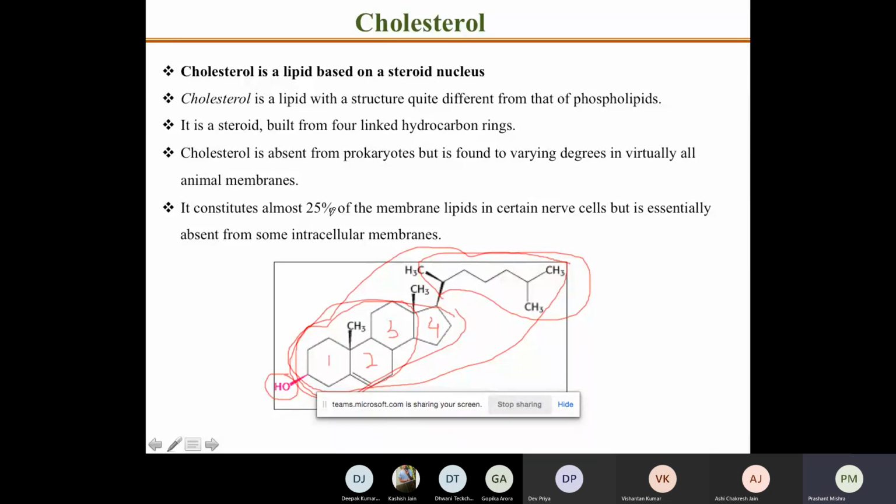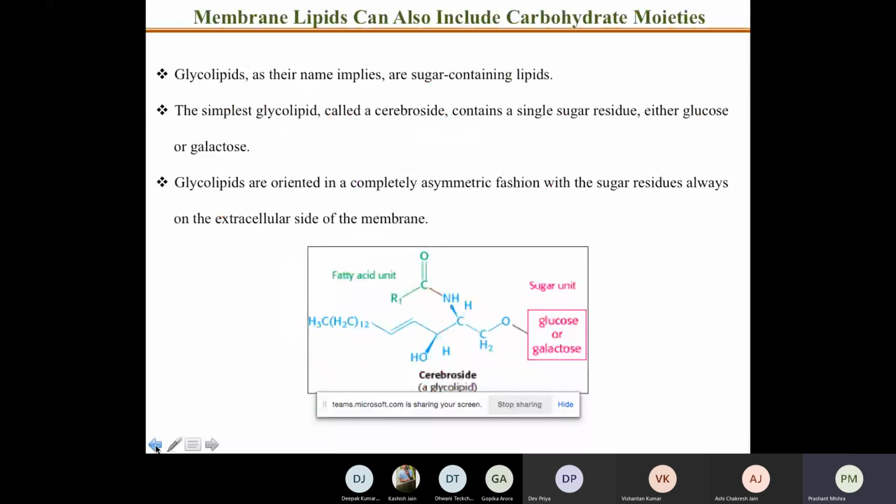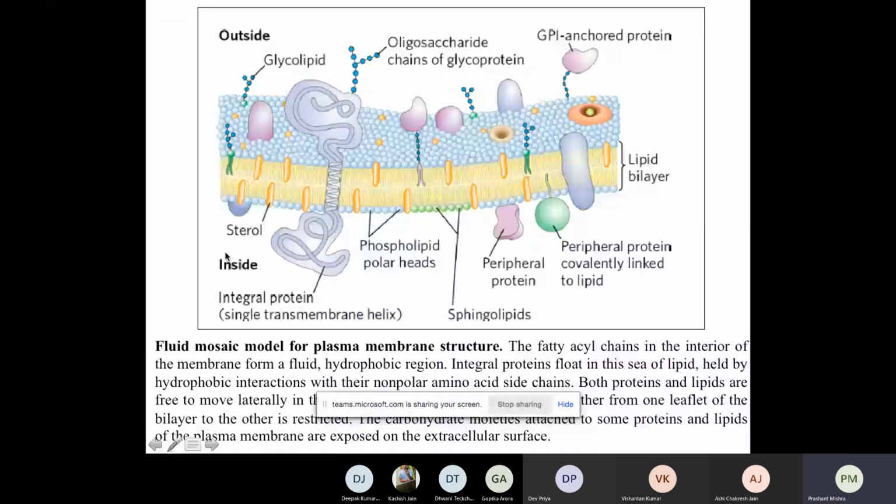Then, in case of a membrane, it may constitute around 25% of the membrane lipid, and in nerve cells as well, but essentially it is absent in the intracellular membrane. So suppose I have the mitochondrial membrane or some other membrane, it may be absent. Now, looking at where they are present, let us go back to the first one. Where do you find this cholesterol? It is present with the fatty acid chains in the membrane. It could be on the inner surface, it could be on the outer surface. So on both sides this cholesterol is present, and most of the interaction is with the lipid.